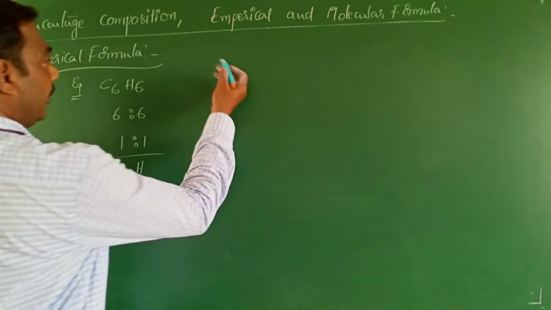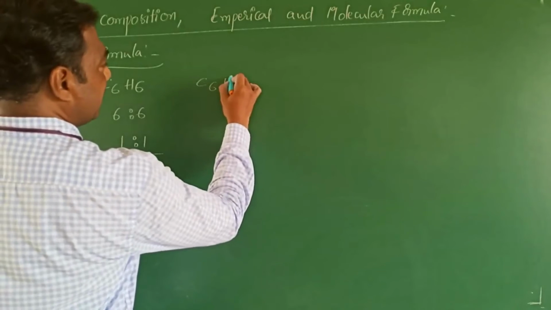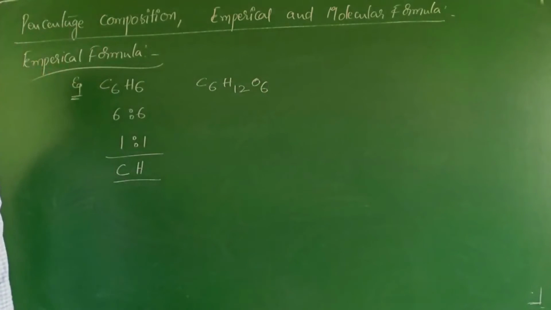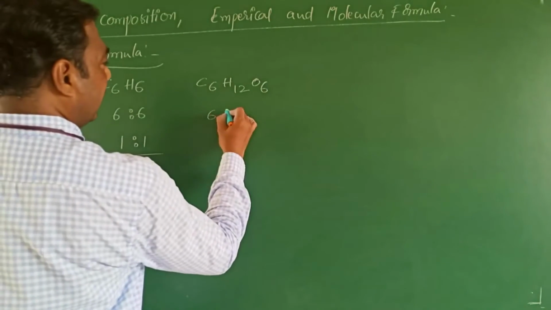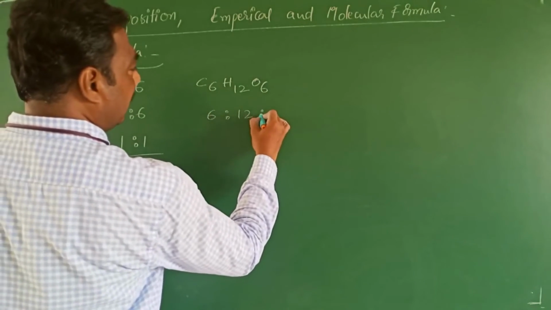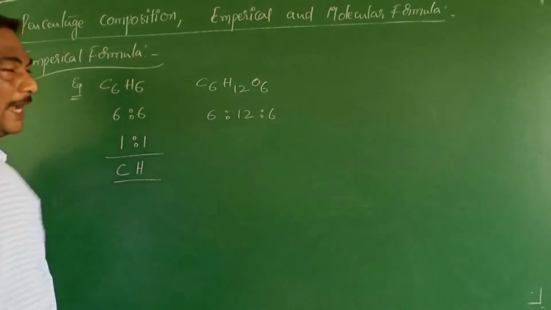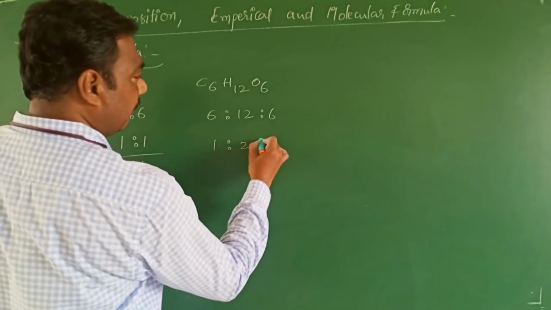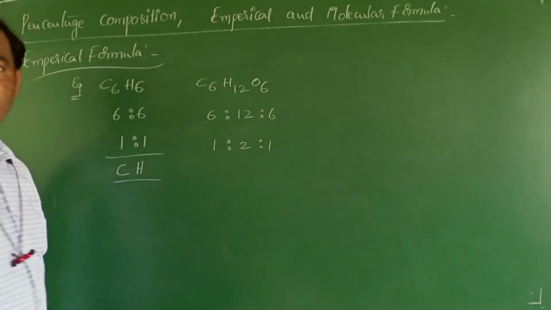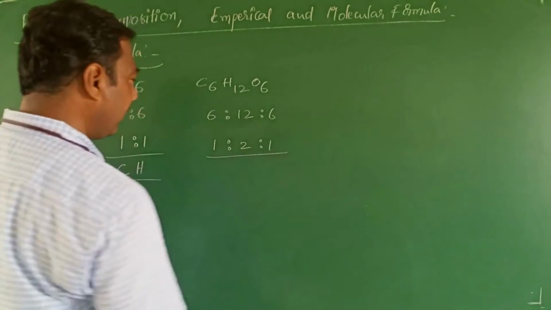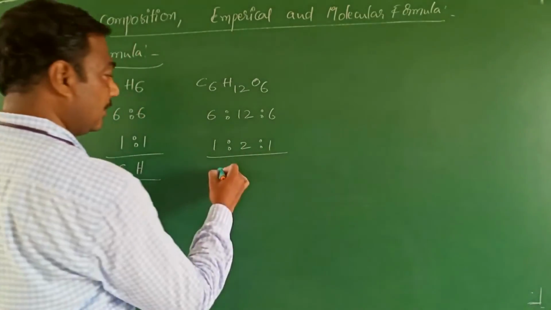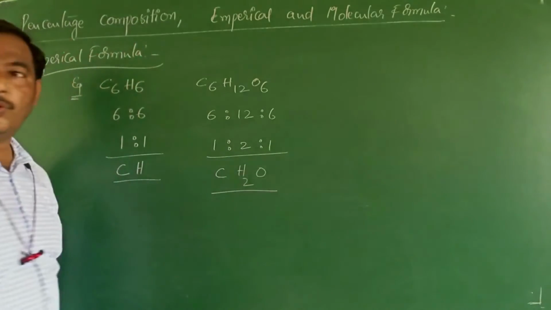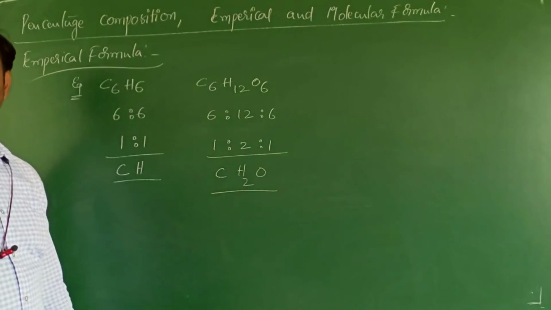Now if you take one more example, C6H12O6, this is nothing but our glucose. Here it is 6:12:6. This is the ratio of the atoms present. Now what is the simplest ratio we can write for this one? 1:2:1. Therefore, in this case, CH2O is the empirical formula.